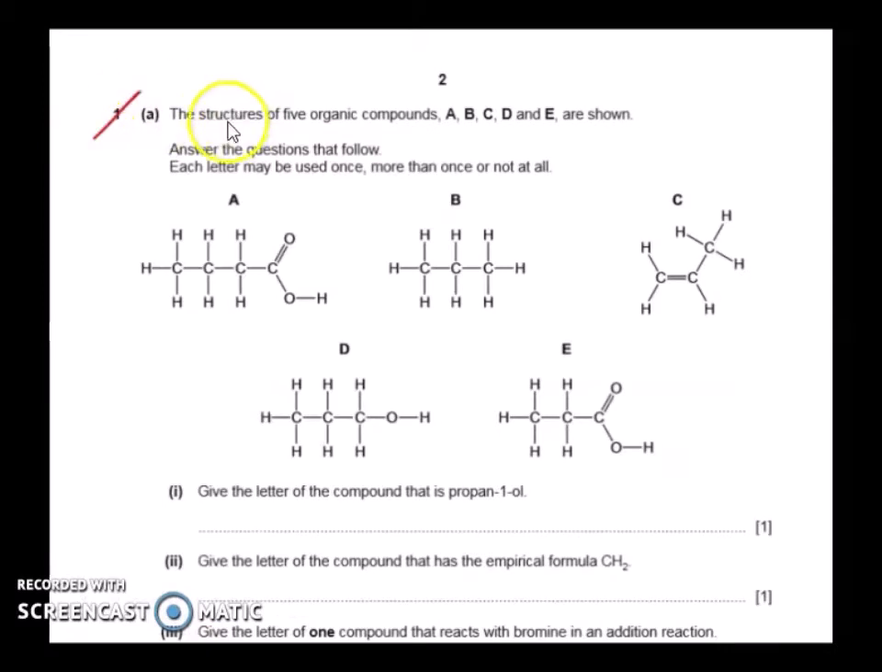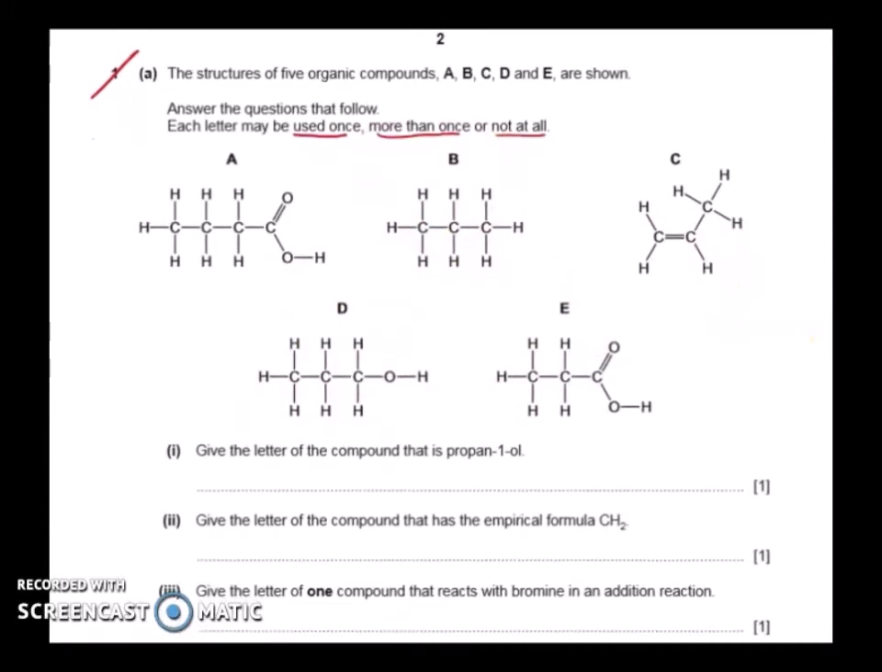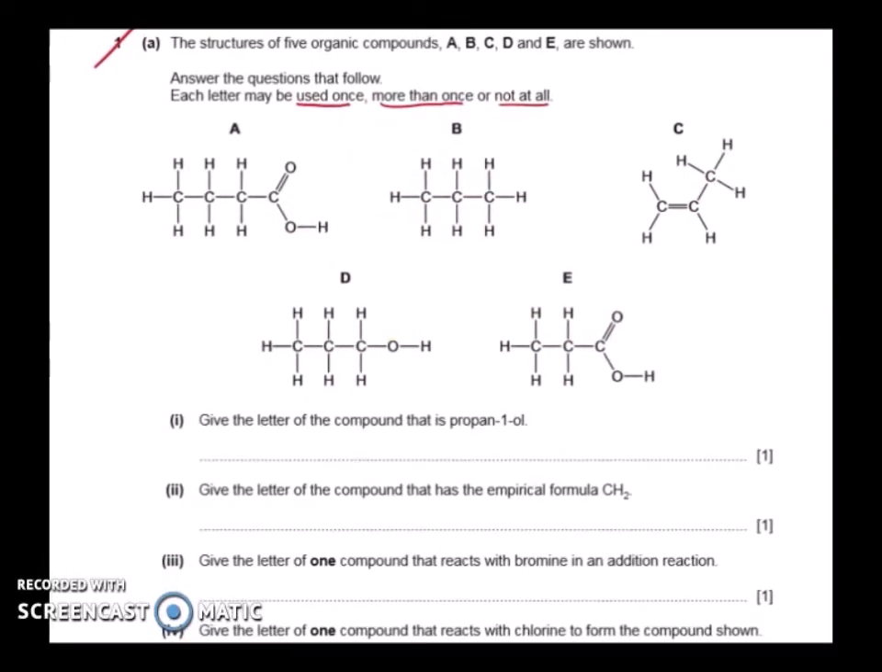Okay, for question 1, the structures of 5 organic compounds A, B, C, D, E are shown. Answer the questions that follow. Each letter may be used once, used more than once, or not at all. So we have A, B, C, D, E, 5 organic compounds over here. Now let me scroll a little bit down. Now we have: give the letter of the compound that is propan-1-ol.